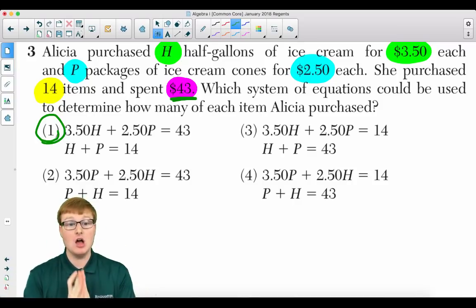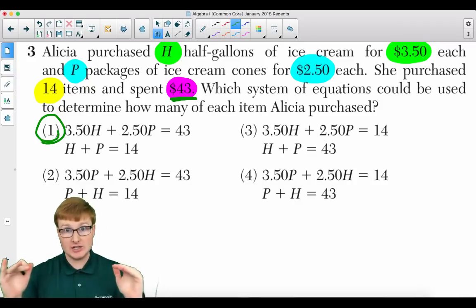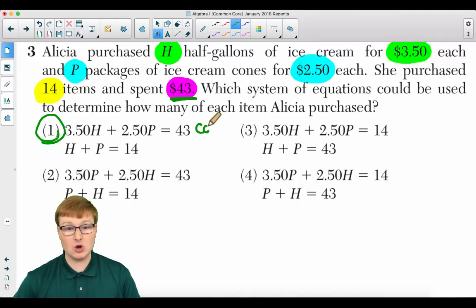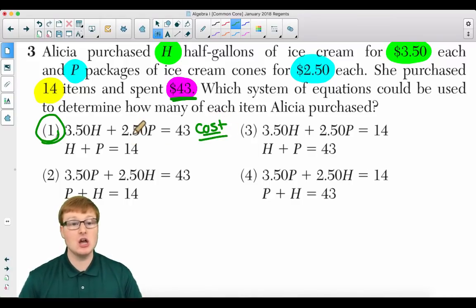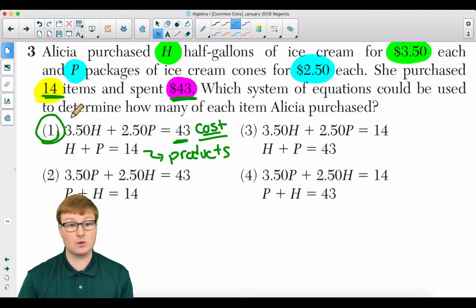Just to sum up, the first equation that you see there is the cost of the ice cream, how much Alicia paid to purchase this. She spent $43, and this shows the amount of products that she bought. That should make sense because it says right there that she purchased 14 items. We don't really care how many items of H and P she bought separately. We only care that she purchased 14 items. So your answer is choice 1. Moving on to number 4.